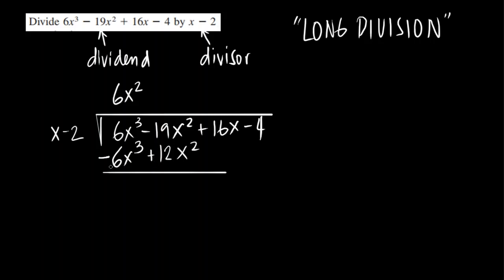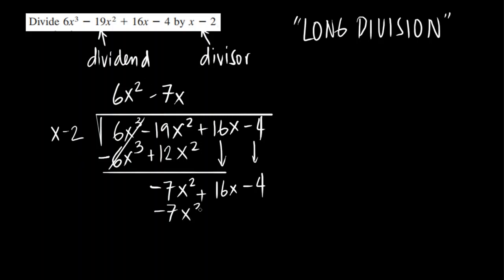Okay? Now, this cancels out. And negative 19 plus 12, that is actually negative 7x squared. And then drop these two terms down: 16x minus 4. Now, negative 7x squared, we divide it by x. So that is negative 7x. And then multiply it back to our divisor. That's negative 7x squared plus, because negative and negative, right? Negative 7x times negative 2, that's positive 14x.